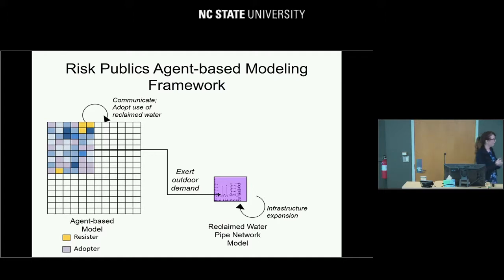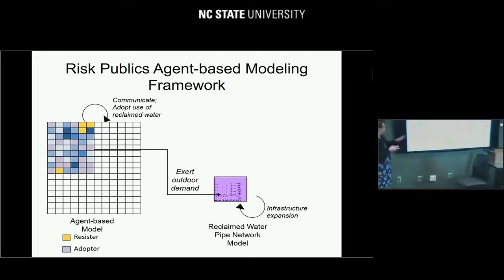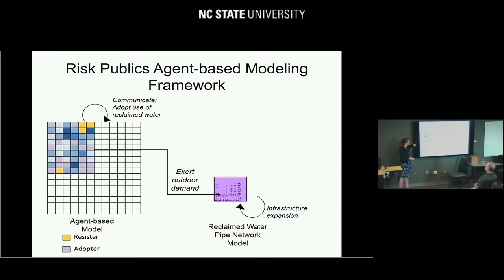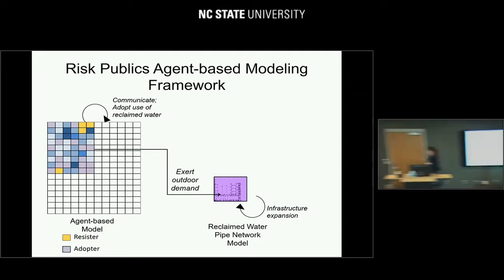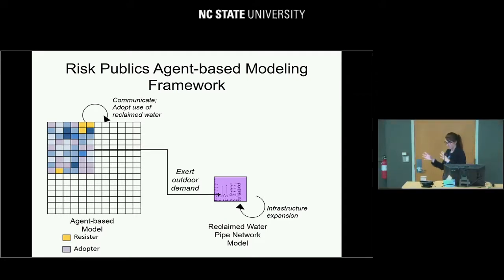So again, we have expansion of the infrastructure. These cells can communicate, and we see some become resistors. And here in this model, we've added the idea of a resistor and an adopter. So not just a potential adopter and adopter, but the risk publics theory includes the idea that some people are going to be resistors, not going to adopt. And some people are going to finally become adopters. And so we allow the model to tip either way.